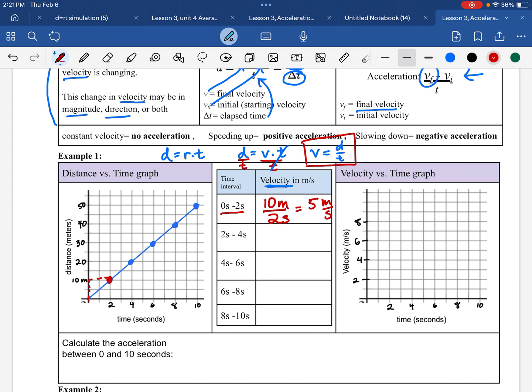Okay, now let's do the next time interval from 2 to 4 seconds. Right here. Still 2 seconds have gone by. It's a change of 2 seconds. And now another 10 meters, gone from 10 meters to 20 meters. So a total distance of 10 meters has been traveled. Again, speed is 5 meters per second, or velocity. Same thing for the next time interval. 2 seconds have gone by, another 10 meters have been traveled. And what we can see for this particular object that we've graphed, the speed is not changing. It's 5 meters per second for every time interval.